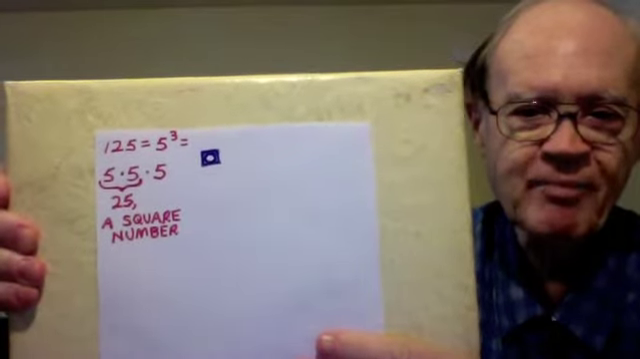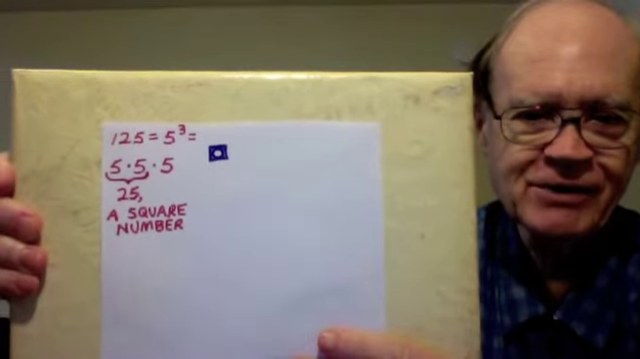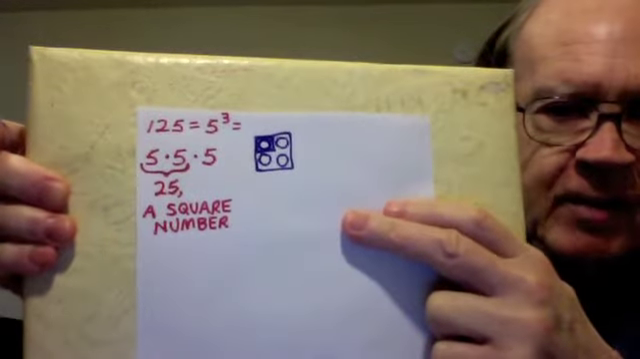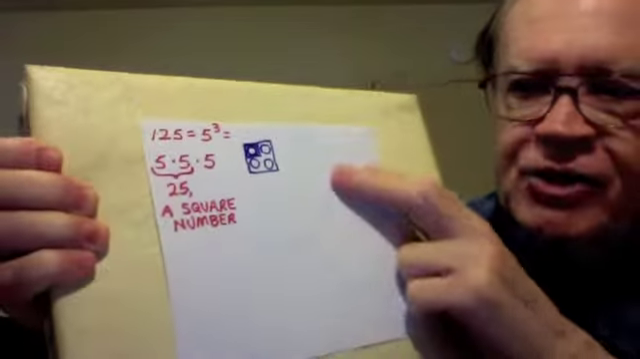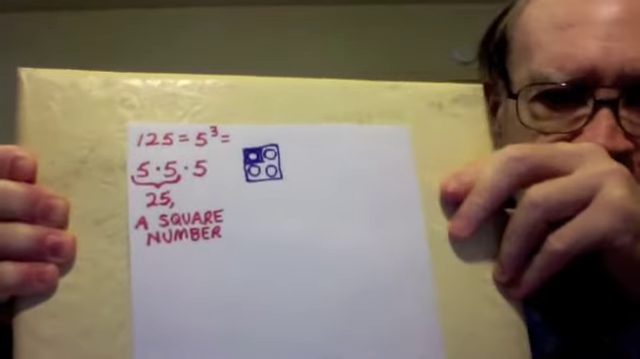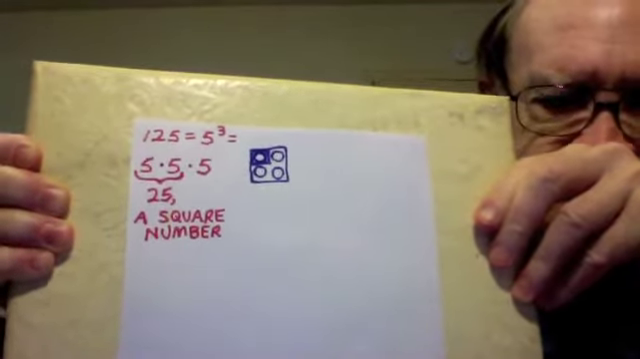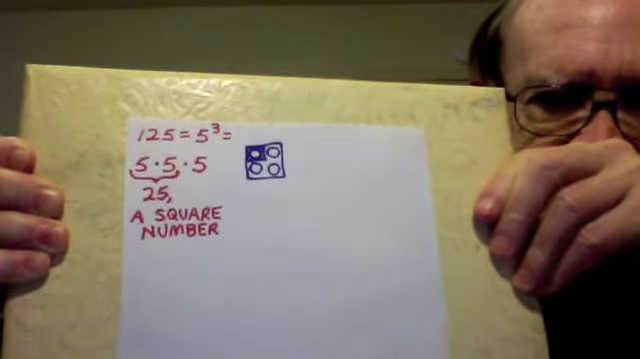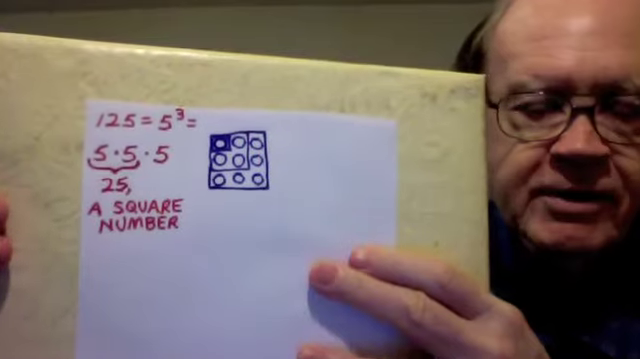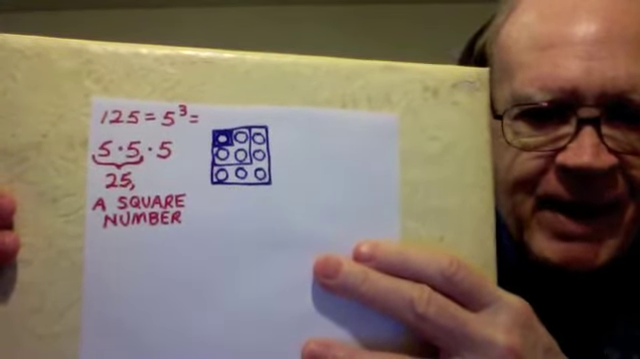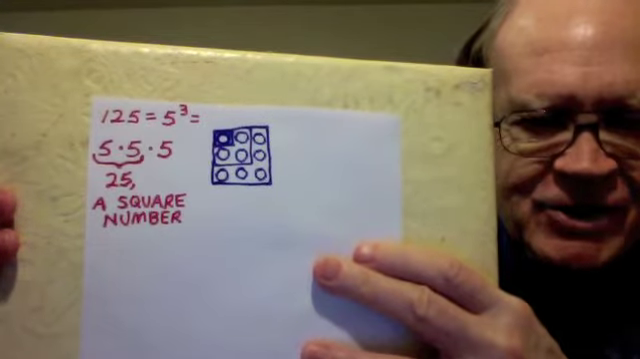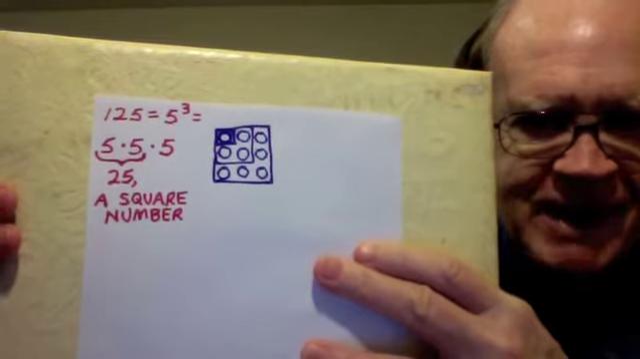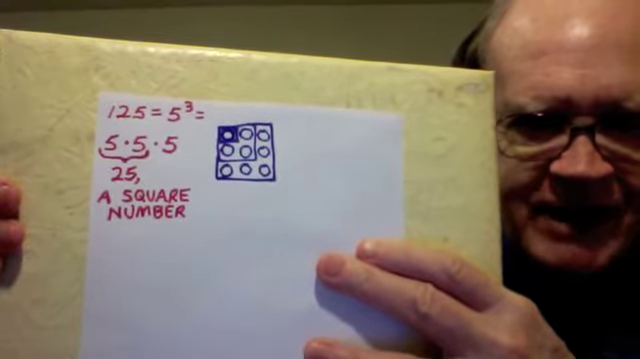I imagine one marble. 1 is our first square number. 1 times 1 is 1. To get the next square number, I add an L shape. I add 3 marbles. That forms a 2x2 square, and that's the next square number, 2 times 2, which equals 4. To get the next square number, I add a bigger L shape, 5 additional marbles, forming a 3x3 square, and that's the next square number, 3 times 3 is 9.